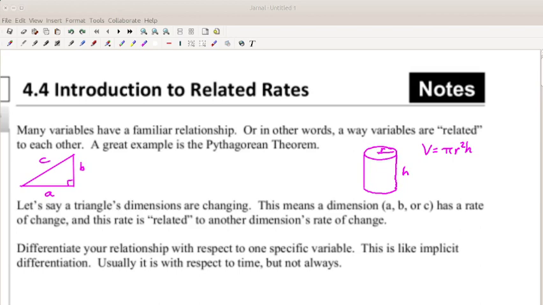And a great example of this is the Pythagorean theorem. If you have a right triangle with sides A, B, and C, where C is the hypotenuse, you know that these sides are related by a squared plus b squared equals c squared. So what would happen if we started to change the length of each of these sides? Say we change them in time.